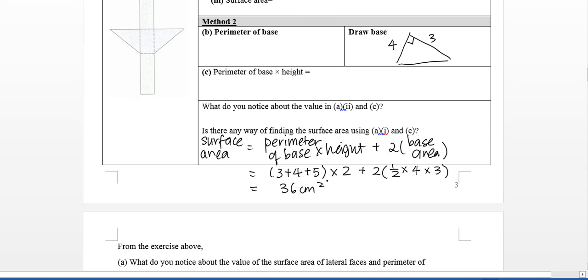As I've always said, please don't work this out one by one. If you are careful in substituting the numbers, you can put this straight in the calculator and get the answer straight away. Okay, don't work it out part by part.